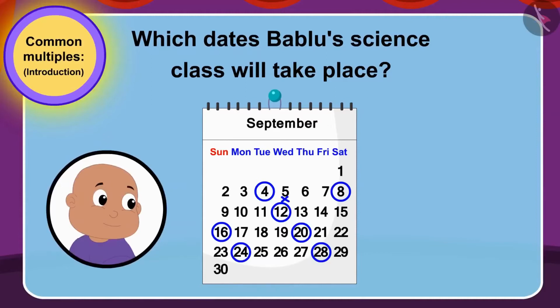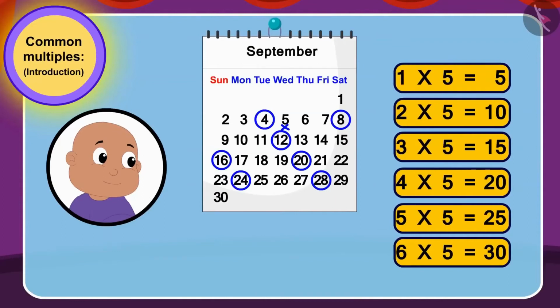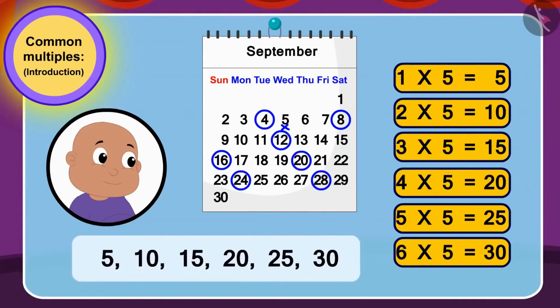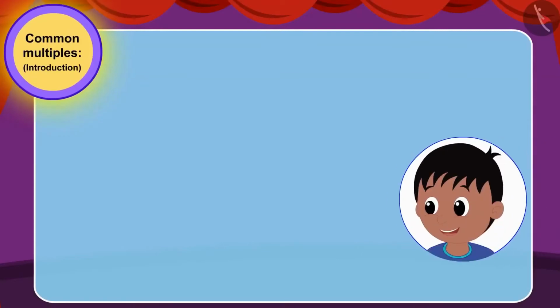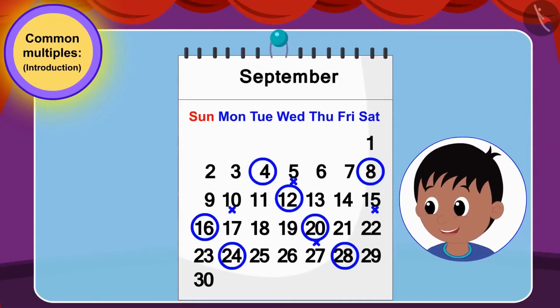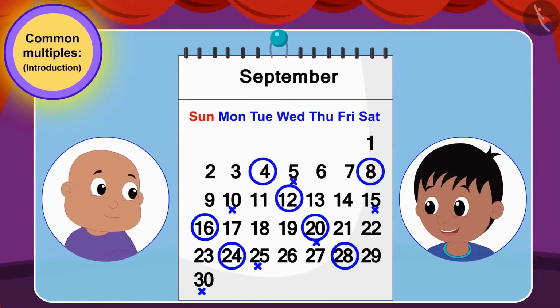Well done, children. Your answer is absolutely correct. We can find multiples of 5 in this way by using tables of 5. Bablu will go to science class on 5, 10, 15, 20, 25 and 30 dates. Raju excitedly made a mark on the calendar on the dates on which Bablu will go to science class.